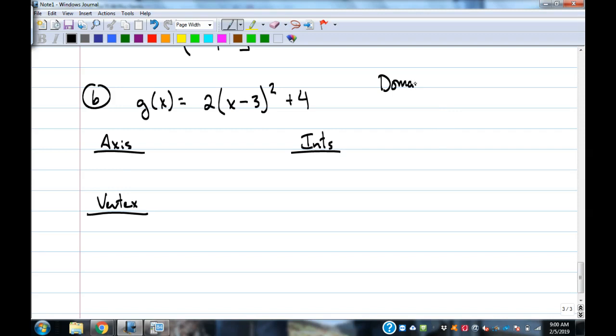We'll go ahead and do domain and range up here. Domain is a given. It's negative infinity to positive infinity. Nothing changing about that unless it's a word problem and we got some context.